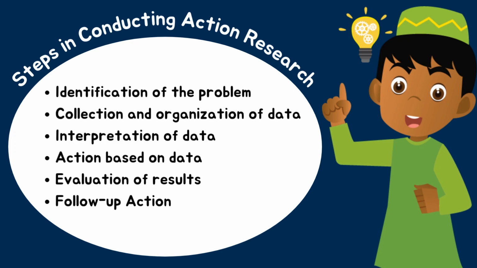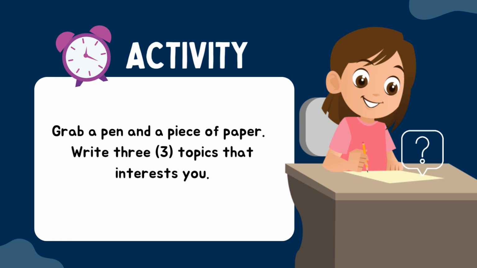Again, the steps in conducting action research are the identification of the problem, collection and organization of data, interpretation of data, action based on data, evaluation of results, and follow-up action. Now here's a short activity. Grab a pen and piece of paper. Write 3 topics that interest you for action research.